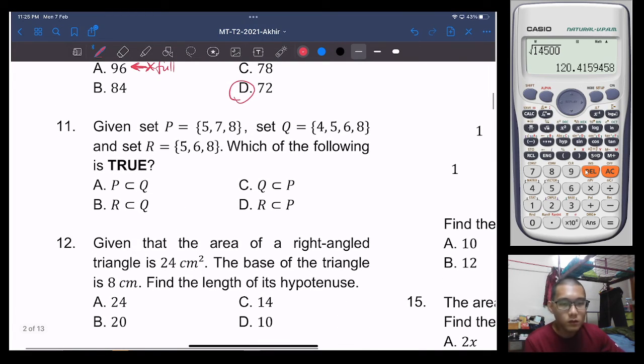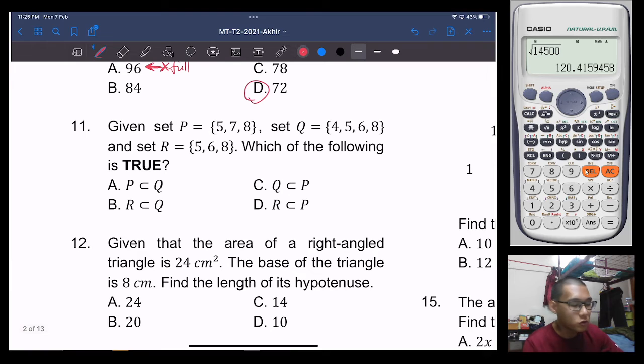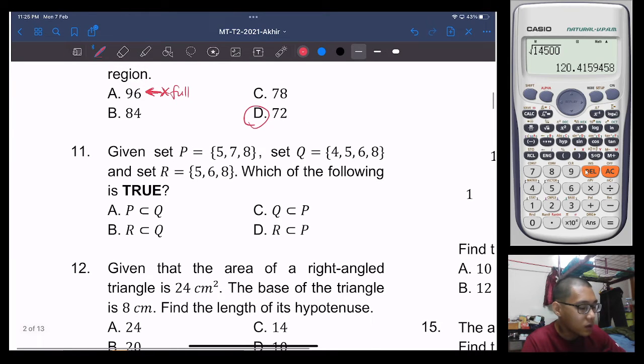Okay, question 11. Given set P is 5, 7, 8, set Q is 4, 5, 6, 8, and set R is 5, 6, 8. Which of the following statements is true? So we try to see if P is a subset of Q. Is it correct? P is a subset means all elements in set P must also be inside Q. But here we have 7, it's not inside Q. So this one is false. R is a subset of Q. So let's see, it's 5, 6, and 8.